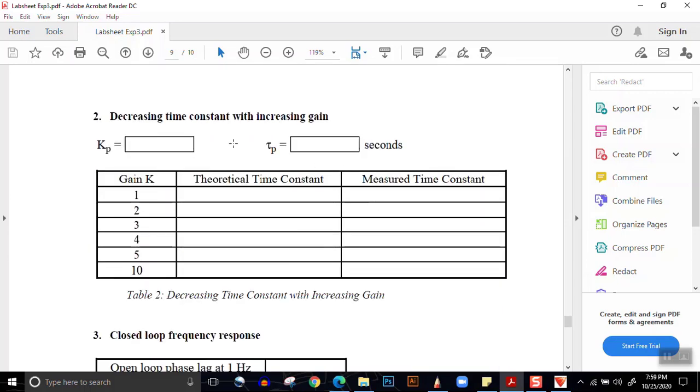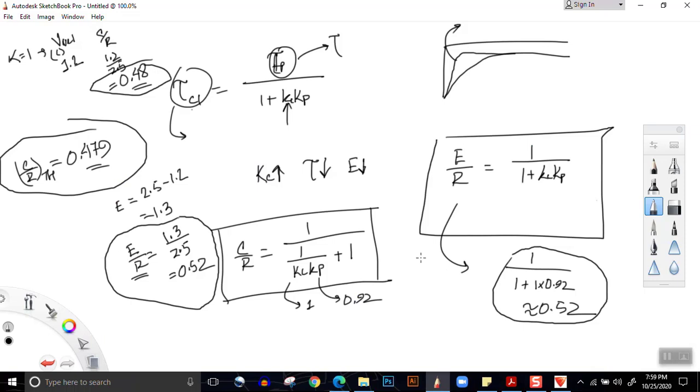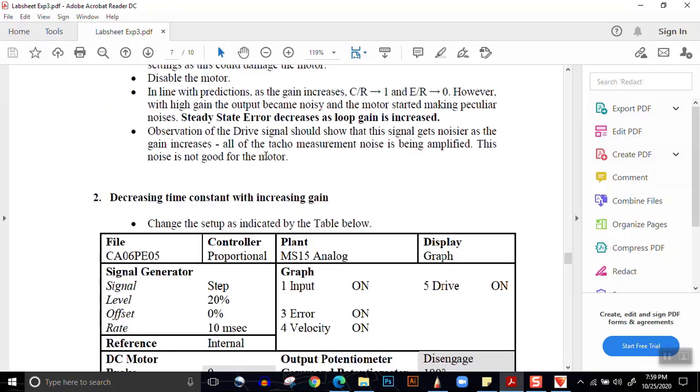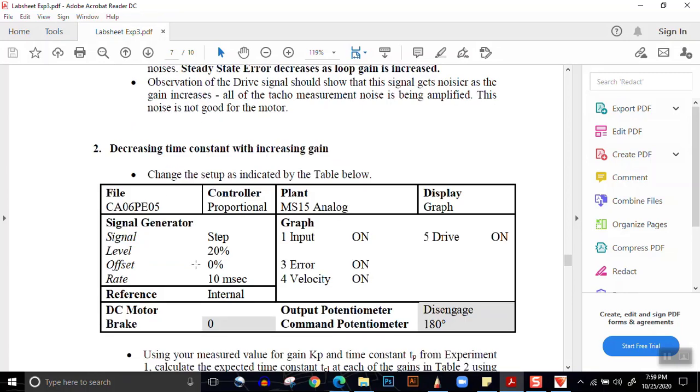Next, we'll find the time constant, because if we remember, we had an equation for time constant as well. Now, Kp we know already, tau p we know from experiment 1 and 2. So our tau CL is equal to tau p divided by 1 plus Kp Kc. Again, I'm not mentioning H since it's a unity feedback system.